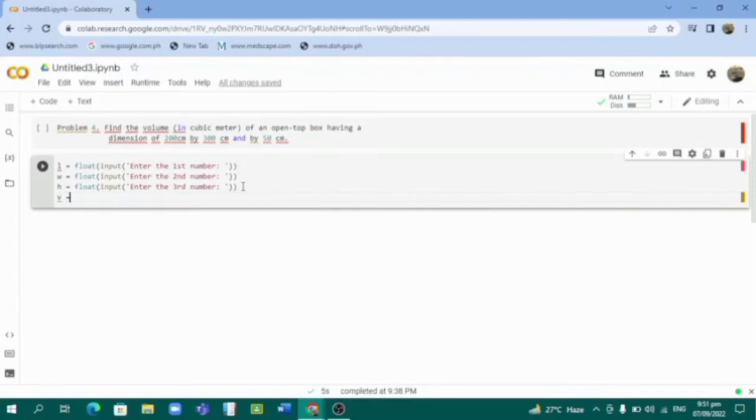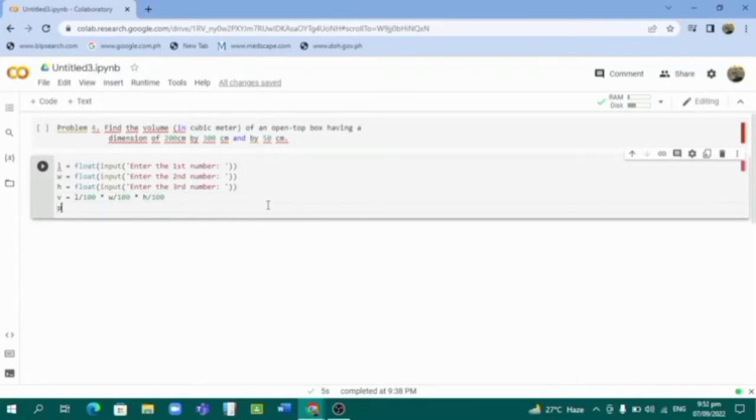To get the volume, we're gonna multiply the three of these and divide each one of them by 100 to convert it into cubic meter. So we'll put here length divided by 100, space, asterisk sign, which represents multiplication, with width divided by 100, asterisk again, height divided by 100. And we're gonna print it.